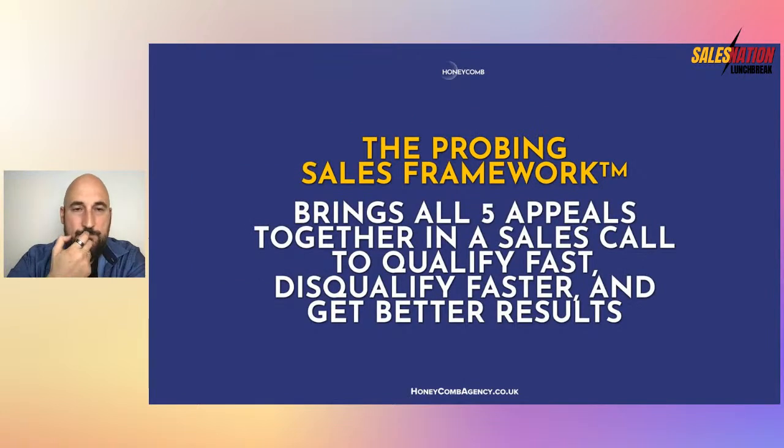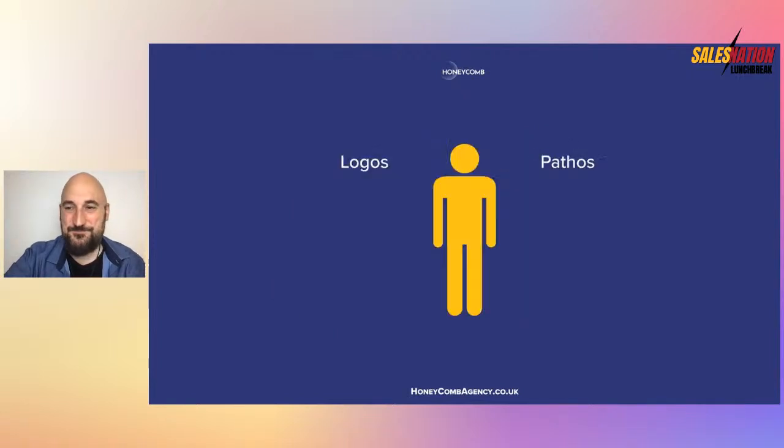Now, the great thing is that the probing sales framework brings all of these 5 appeals together in a sales call. It makes it so easy for you to really get to a yes as quickly as possible, or go through the no's as quickly as possible. Getting to a no as quickly as possible is as important as getting to the yes, because you will only get through to the yeses if you've gone through enough no's. Yeah. So qualify hard, disqualify harder. Qualify fast, disqualify faster.